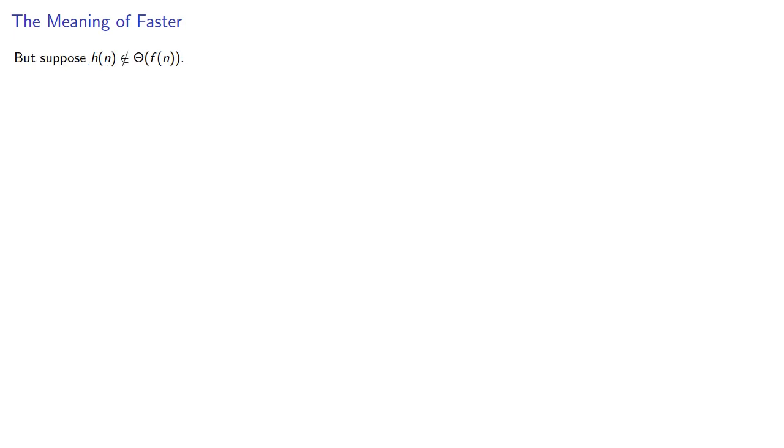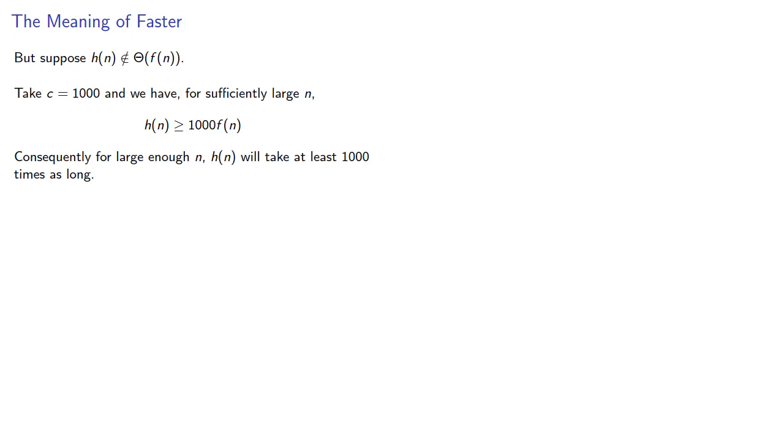But suppose h of n is not in the same order. Taking c equal to 1,000, we have, for sufficiently large n, h of n greater than 1,000 f of n. Consequently, for large enough n, h of n will take at least 1,000 times as long.